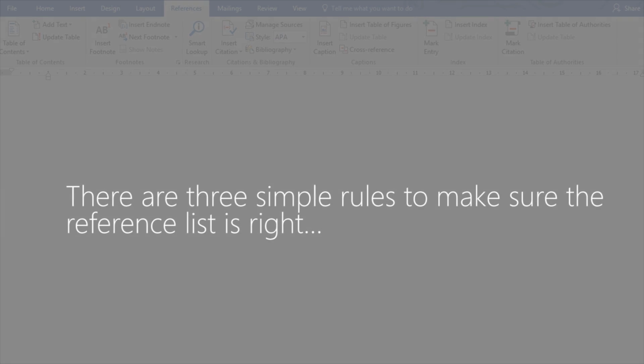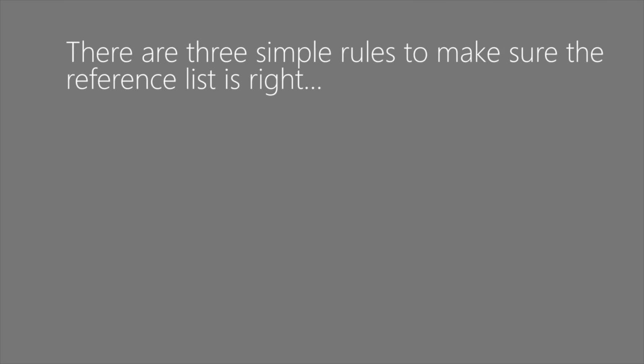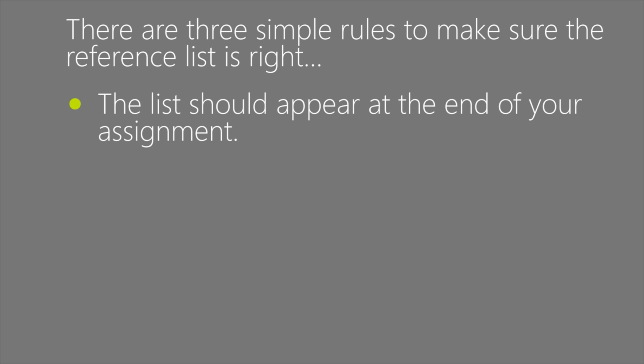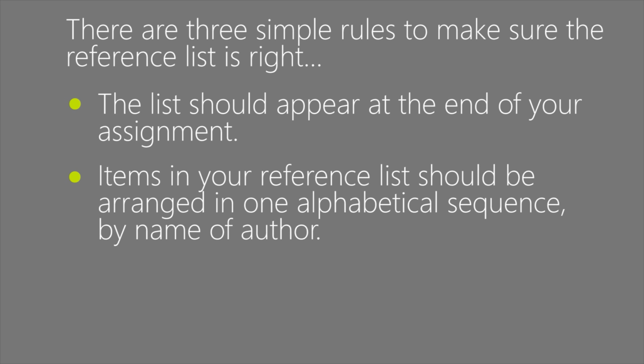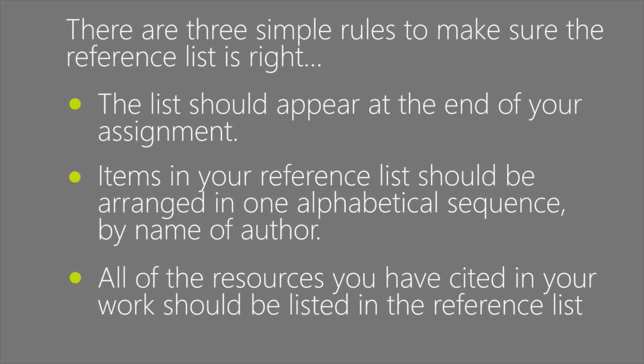Finally, there are three simple rules to make sure the reference list is right. The list should appear at the end of your assignment. Items in your reference list should be arranged in one alphabetical sequence by name of author. All the resources that you have cited in your work should be listed in the reference list.